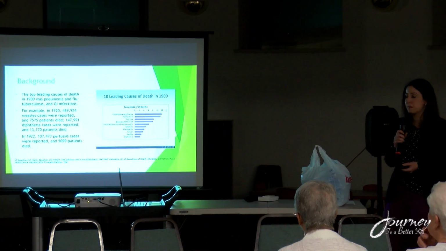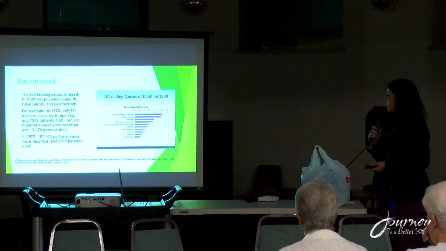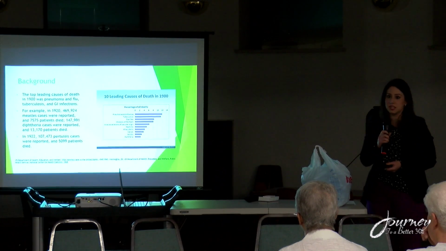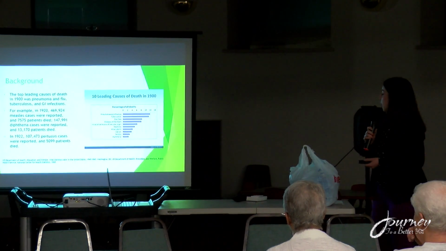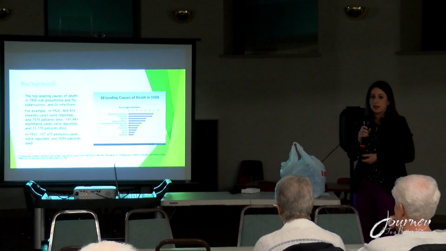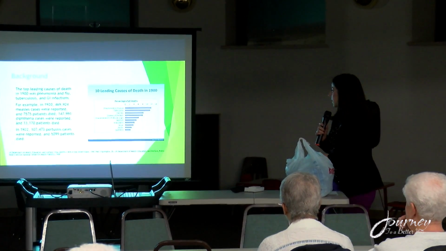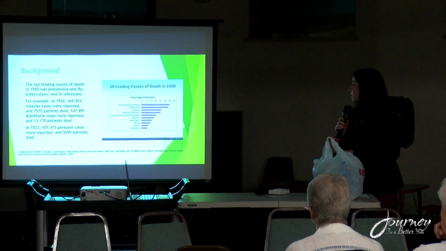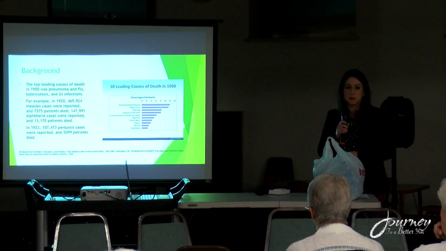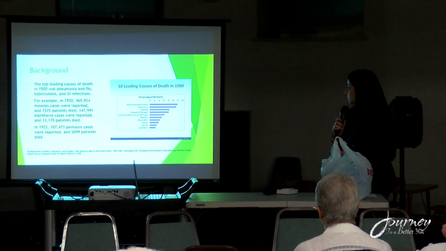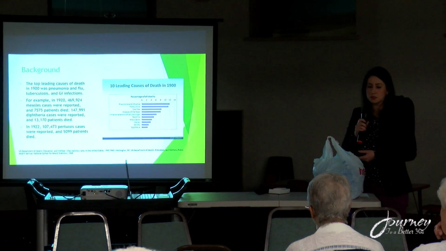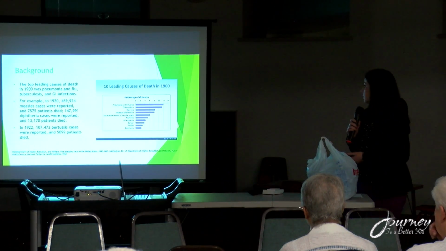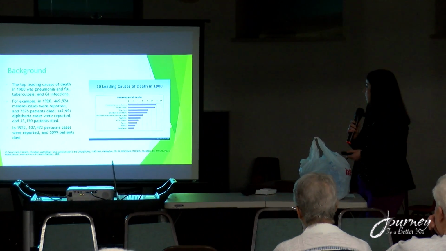I wanted to start with a little bit of background. In the 1900s, the top reasons for death were pneumonia, flu, tuberculosis, and GI infections such as diarrhea. For example, in 1920, over 400,000 people had cases of measles, and over 7,500 people died from the measles. Over 140,000 had diphtheria, and over 13,000 people died from it. In 1922, there were over 100,000 cases of pertussis, commonly referred to as the whooping cough, and over 5,000 people died. That was the leading cause in the early 1900s.